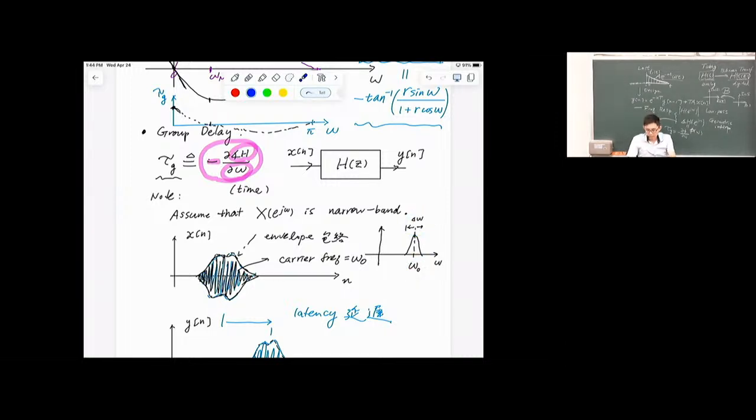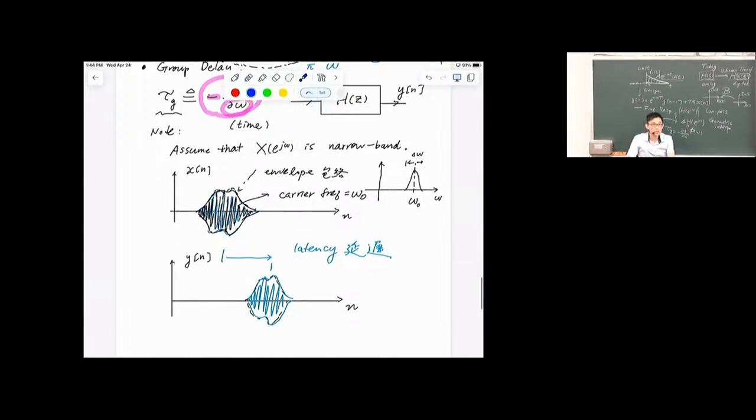Then group delay gives us a precise way to evaluate what time the signal will appear in the output of the system. Let me say that again. Group delay gives us a precise way to evaluate what time we will see the signal in the output. We know the input is right like that, but how about the output?